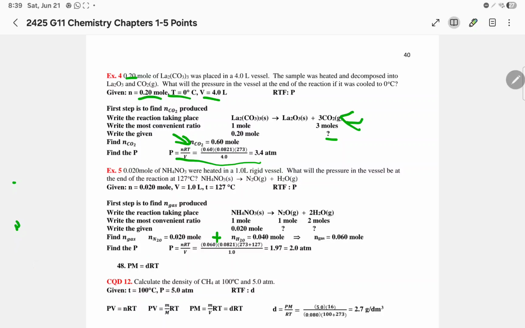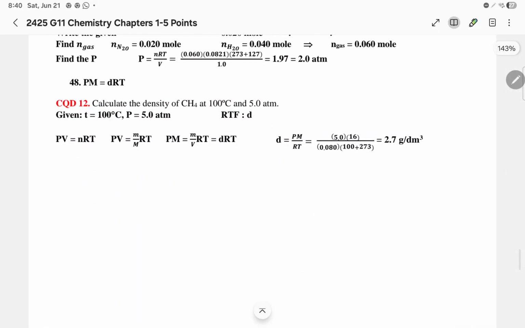Now here we have a new equation. PM equals DRT. New equation we need to know. We've never taken this one before. Finally. PM equals DRT. So what's the density of CH4 at this many Celsius and this atmosphere? Substitute the reaction. So you need density equals PM over RT.